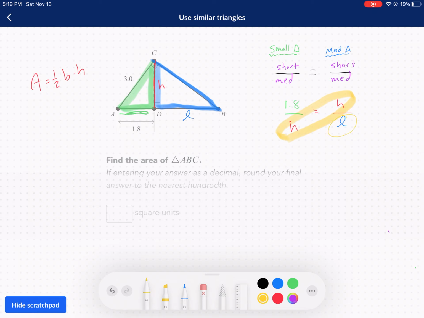So we have this L here, and we need to get rid of it. We need to find that L, or we need to find that H. Okay, we only can have one variable here. Now, the H is actually pretty easy to find. The reason why it's easy to find is because we can use the Pythagorean theorem with the green triangle.